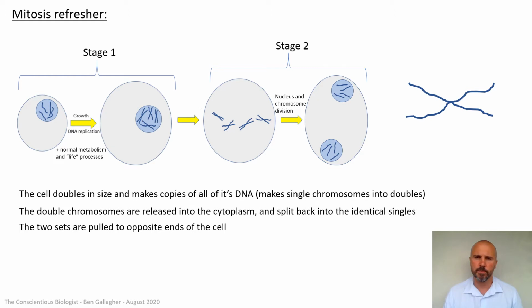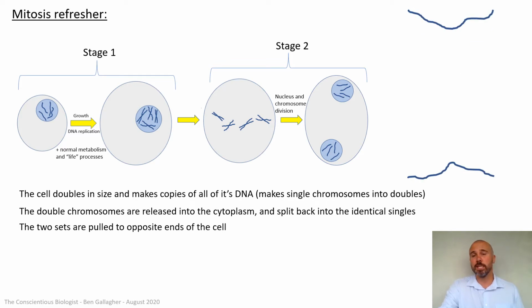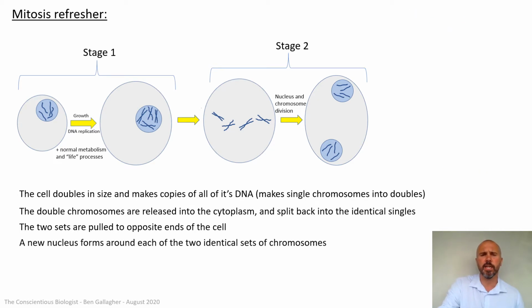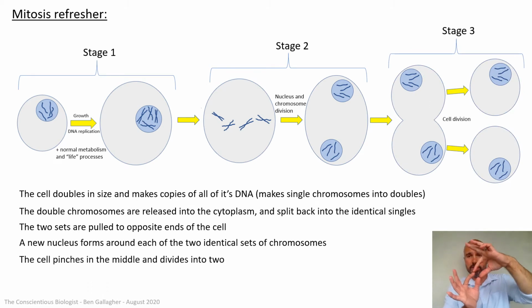Now, what's going on in stage two is that double chromosome gets broken apart at this point where they're held together, and they get pulled to opposite ends of the cell. Once they're there, they get repackaged. Okay, so that's what we're talking about with the single double chromosome thing. Let's get rid of those for now though. A nucleus forms around each set, and then of course the cell pinches in the middle, and divides into the two cells.